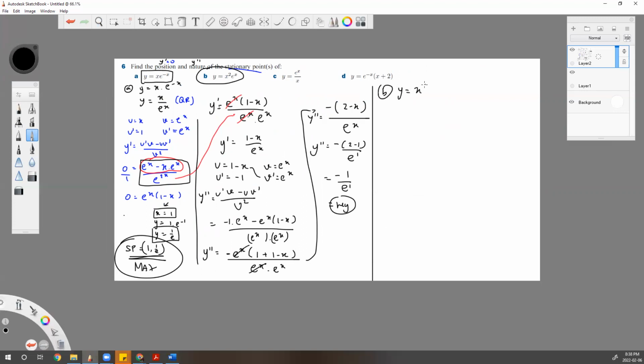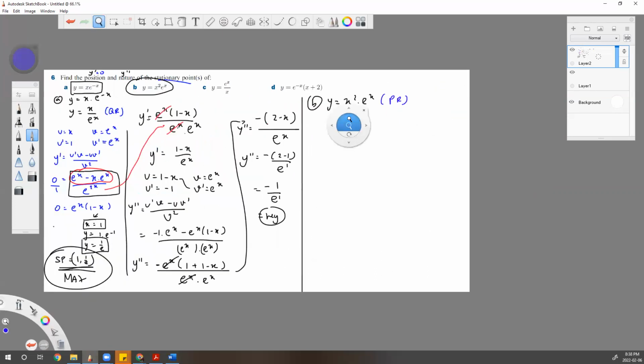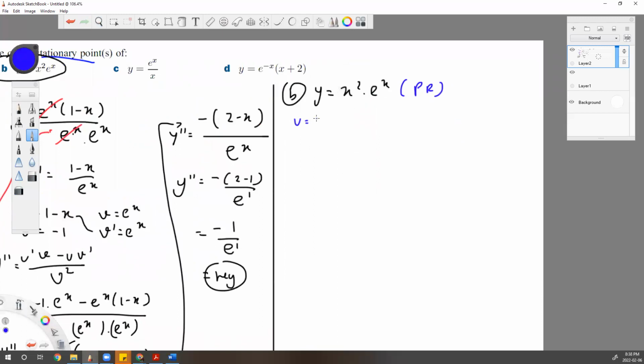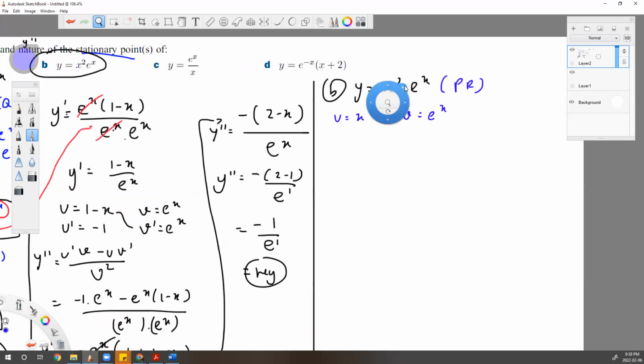Okay, now part B. y equals x squared times e power x. I think it's quite simple because the product rule requires less working. So when we want to use the product rule, you need to find u, x squared, and v, e power x, right? u'(x) equals 2x, and v'(x) equals e power x.